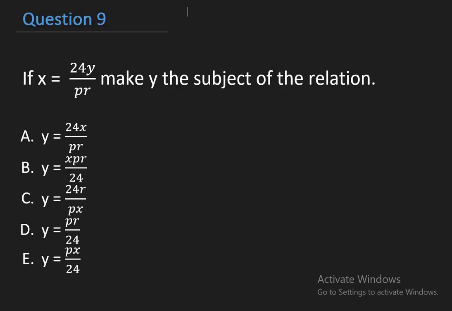Okay, question 9. This question says, if x is equal to 24y over PR, now make y the subject of the formula. To do this, we need to try and make y stand alone. So I'll start by cross multiplying.